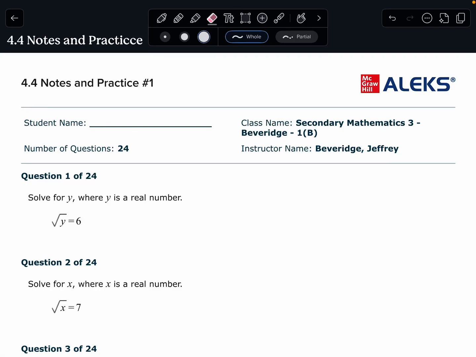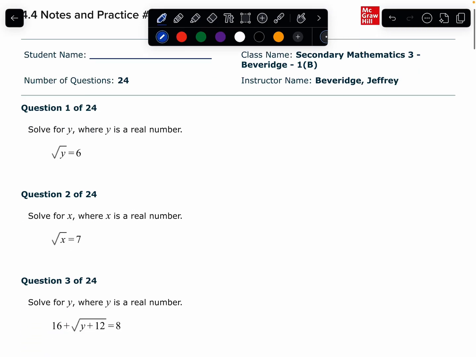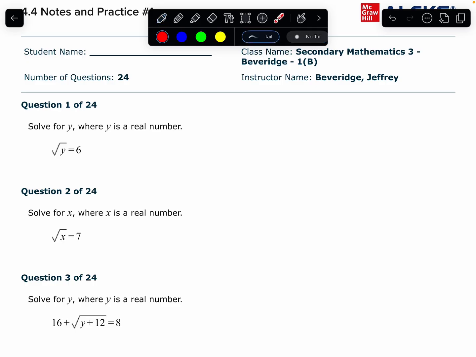All right, I'm going to run through the 4.4 notes and practice that should help you on the homework. So starting with question 1, we're solving for the variable y, and it has to be a real number. This is just solving equations, using inverse operations to solve for y.